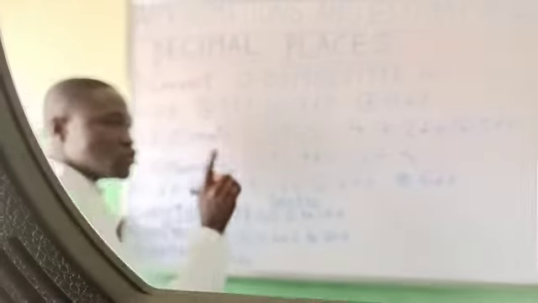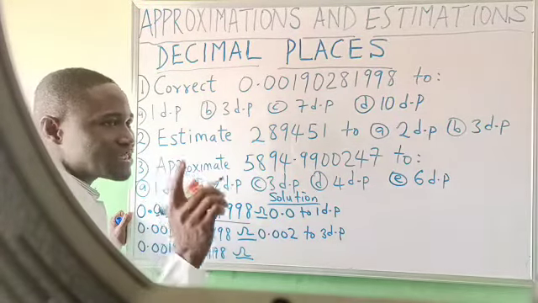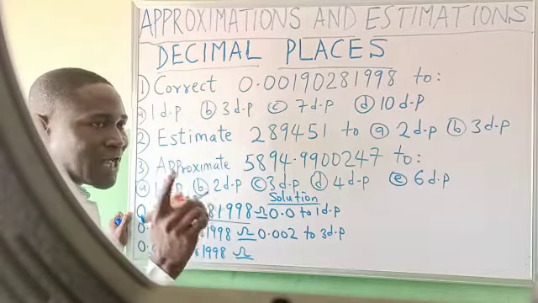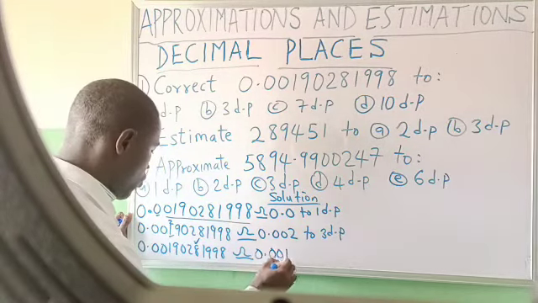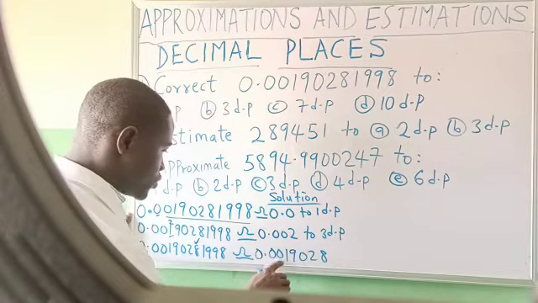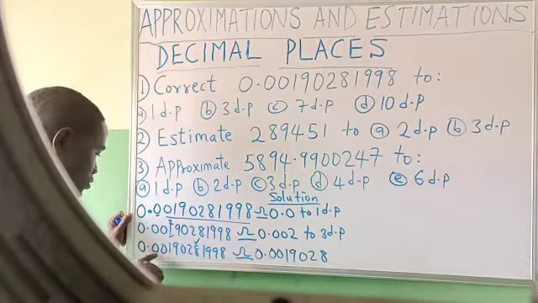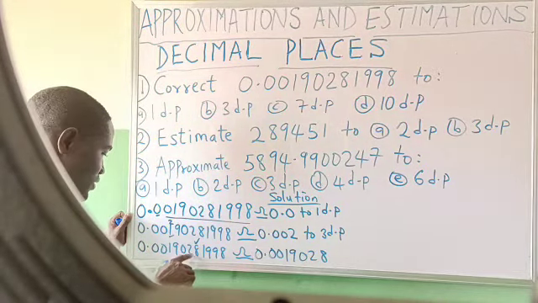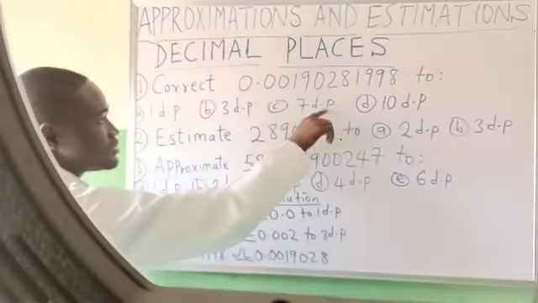Please, after forgetting about all of them, don't use 0 to replace them. Why you shouldn't use 0 to replace them is because they are numbers after the decimal point. They are located after the decimal point. So I will write 0.0019028. 1, 2, 3, 4, 5, 6, 7. Let's count again. 1, 2, 3, 4, 5, 6, 7. Wow, we did it. Okay, that is to 7 decimal places.